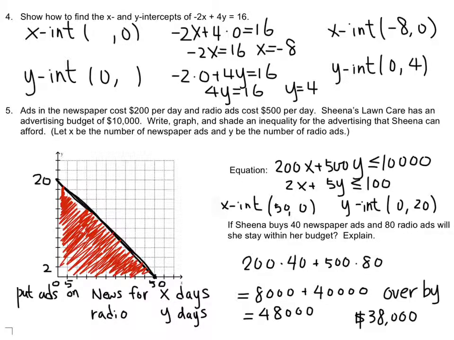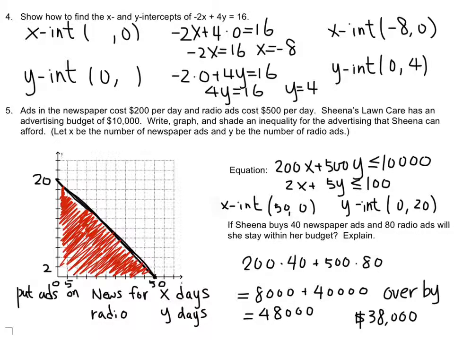Y-intercept is found by plugging in x equals 0. -2 times 0 plus 4y equals 16. 4y equals 16. Y equals 4. Y-intercept again is a point, so you should write the solution as 0, 4 inside the parentheses.